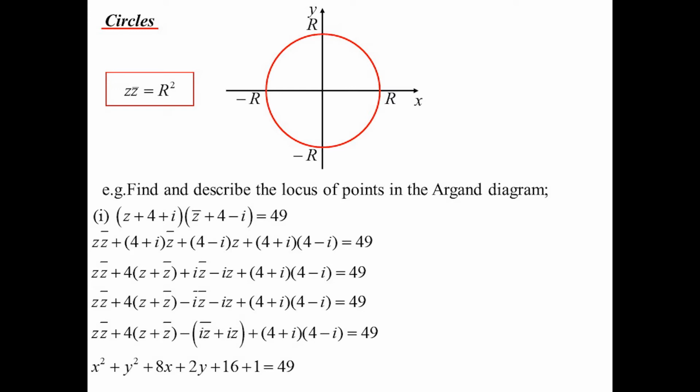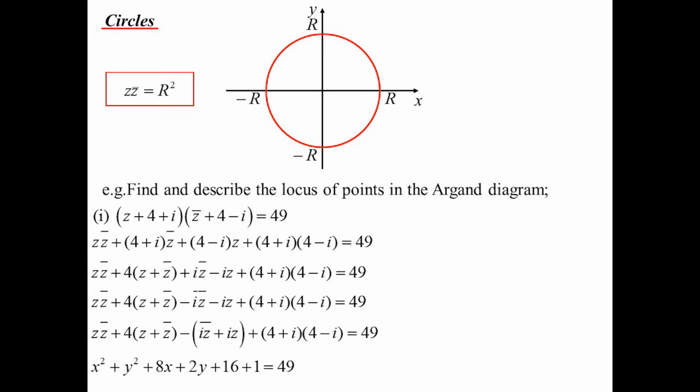Eventually, z times z conjugate becomes x squared plus y squared. The z plus z conjugate, well that's going to be twice the real part, because if you add a number with its conjugate, the imaginary part cancels. So I end up replacing that with 2x, so we get 8x. Now this one here, the imaginary part, imaginary times z plus z conjugate, we'll end up with 2y. And then 4 plus i, 4 minus i, difference of 2 squares, which becomes the sum of 2 squares, 16 plus 1.